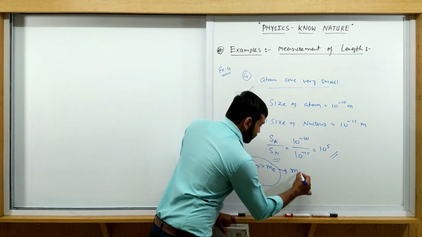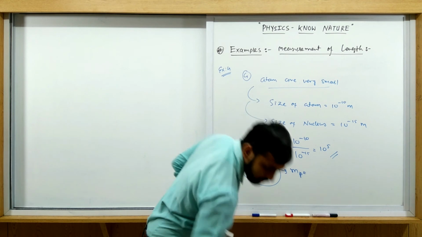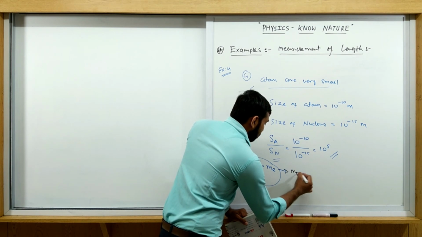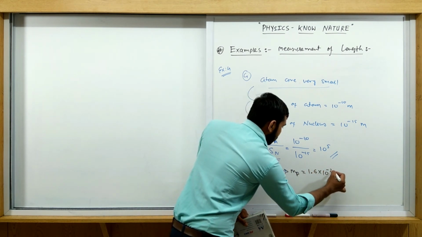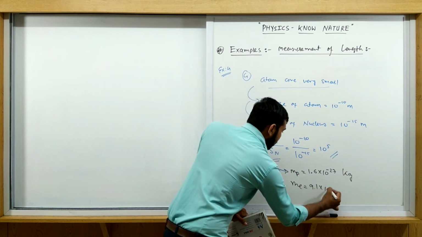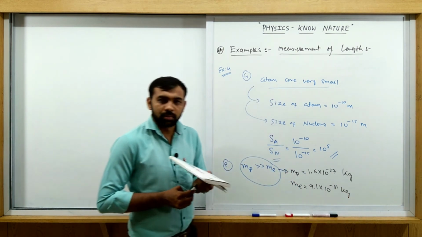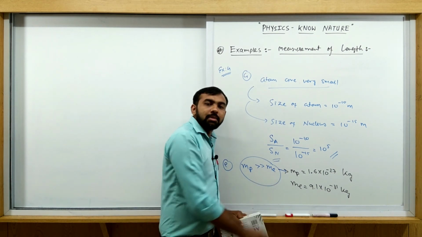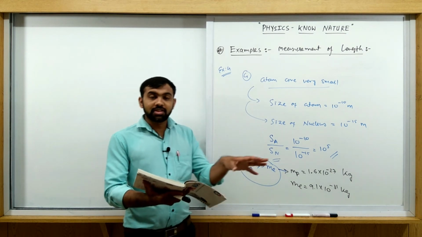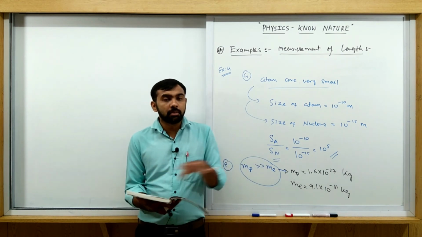Why? The mass of proton is equal to 1.6 into 10 raised to minus 27 kg, and the mass of electron is 9.1 into 10 raised to minus 31 kg. If you take the ratio, the answer is approximately 10 raised to 4. Then the mass of proton is 10 raised to 4 times the mass of electron. So 10,000 times larger. So this statement is correct, which means reframing is not required.